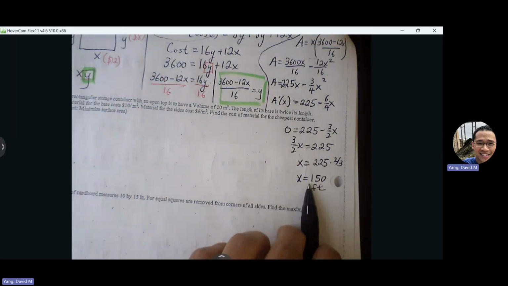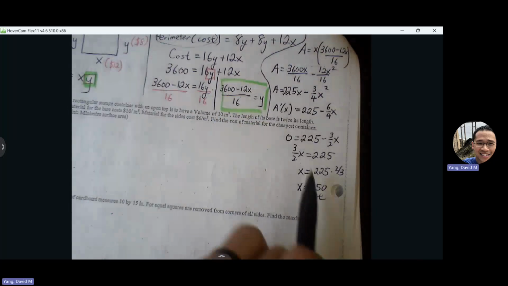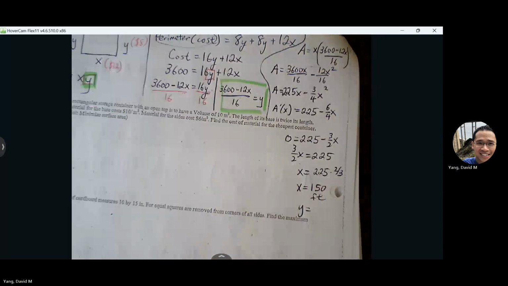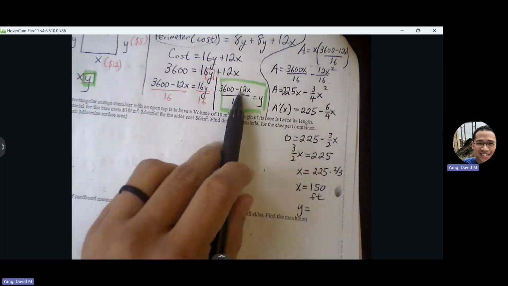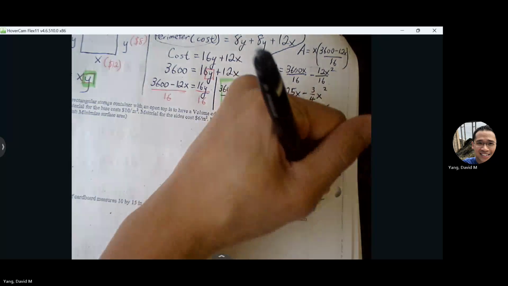My x is 150 feet. It's asking for the dimensions here. So the y value, we can just put it into the y value that we've already created. So 3,600 minus 12 times 150, all over 16. Going to get us 112.5.